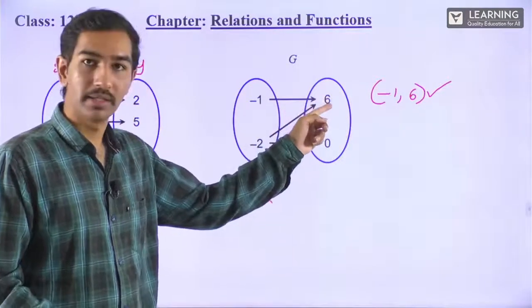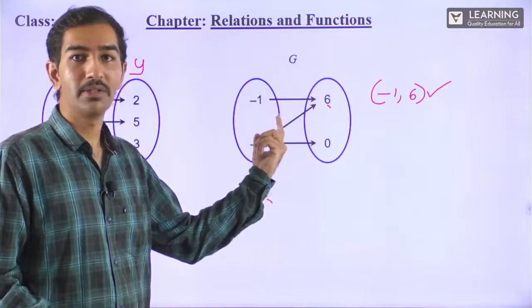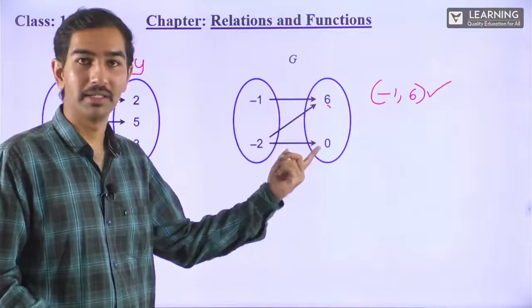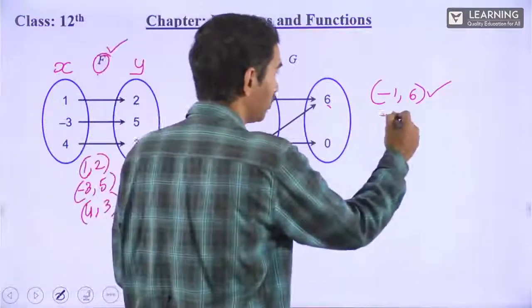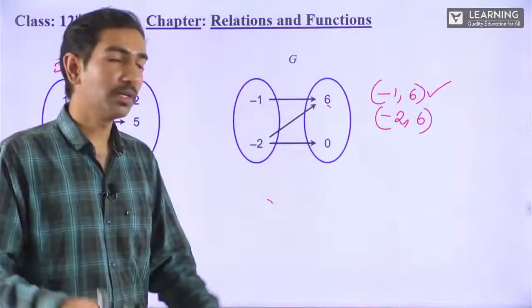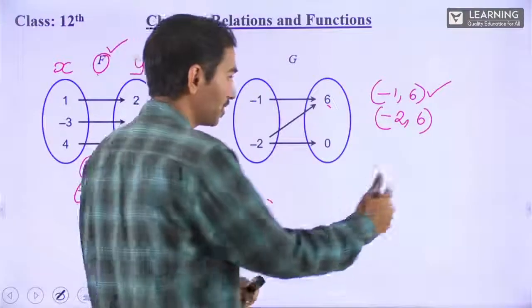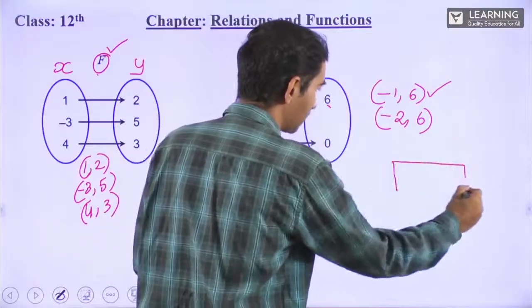Same output, two different inputs. This is not possible. So this is not a function, correct? If you input x is equal to -2, how can you get 6 again? Because you are getting 6 when you put x is equal to -1, right? So again, if you want me to draw the box here, the box will be something like this.